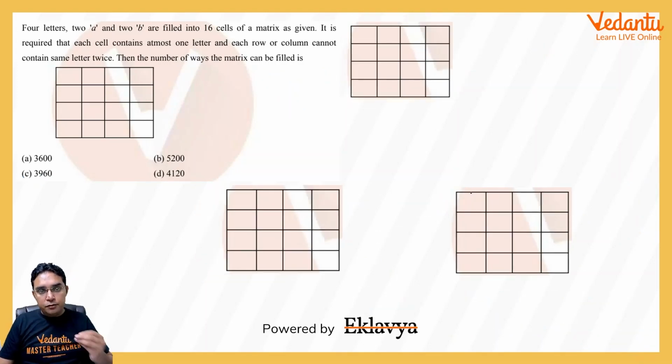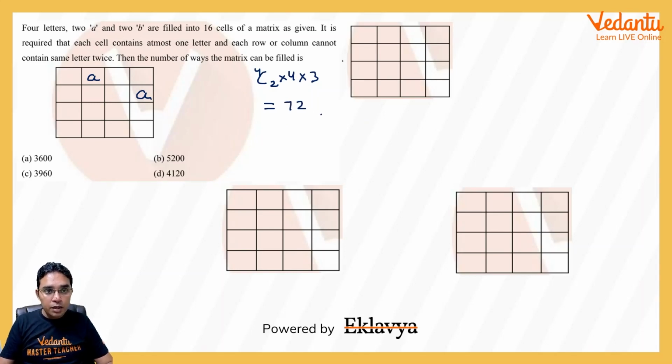In this method, first of all, I will place A in the same way, 4C2 into 4 into 3, as I did in our first method. So let us say this time 1 A is here and 1 A is, let us say, here. Okay, so 4C2 into 4 into 3, that is I think 72. Now, after filling these A's here, I think we are having 14 remaining cells. So what I can do, I can choose any 2 of these 14 cells where I will put 2 B's. So 14C2.